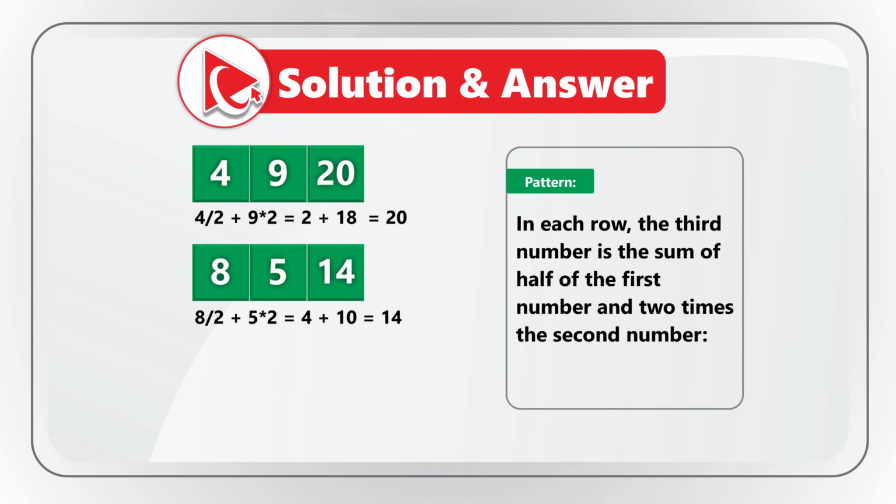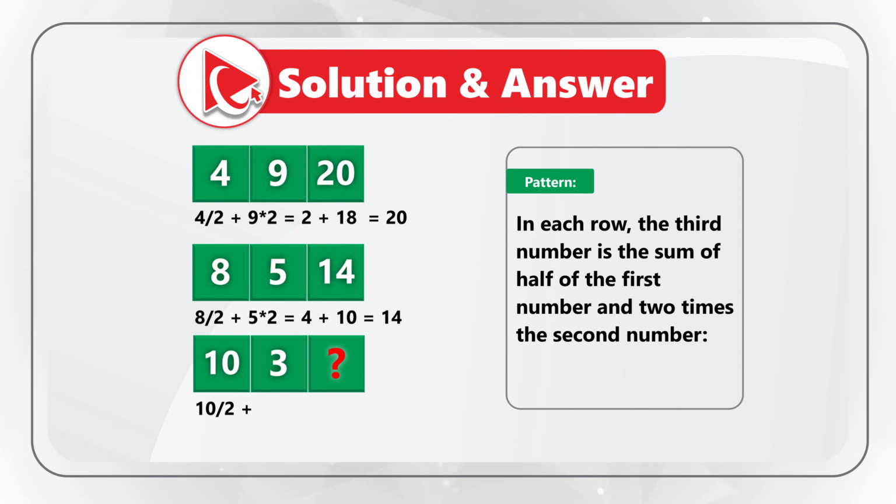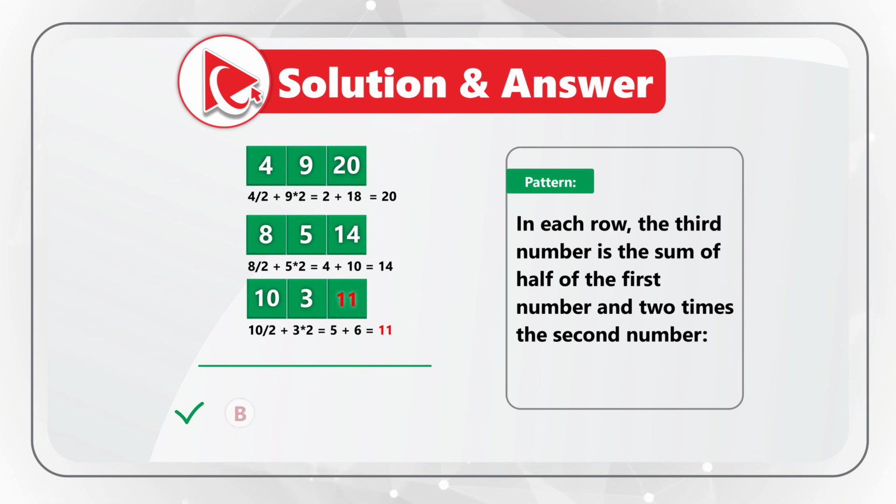And now we are ready to calculate the missing number. 10 divided by 2 plus 3 multiplied by 2 equals 5 plus 6 and equals 11. So the correct choice here is choice B, 11. Do you have a better answer? Please make sure to share your thoughts and rationale in comments.